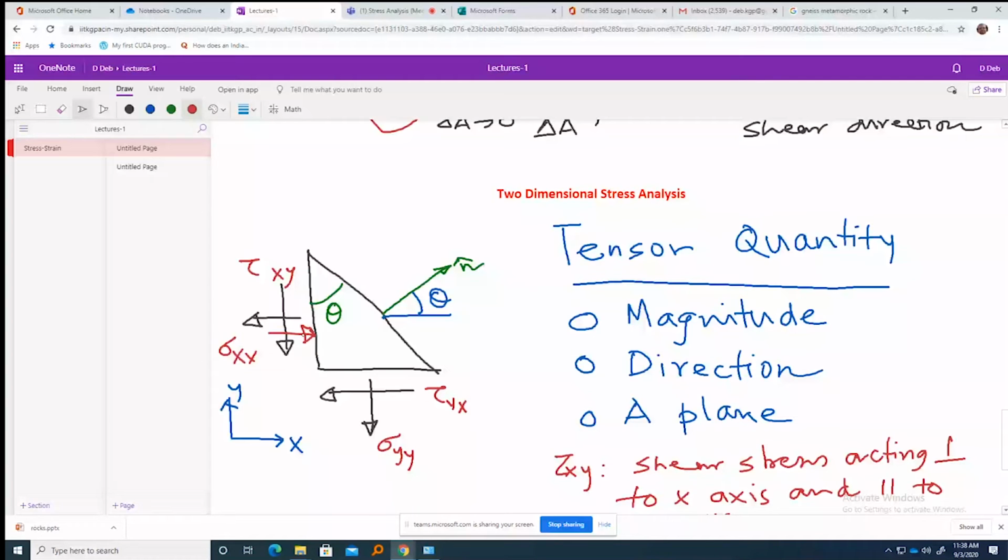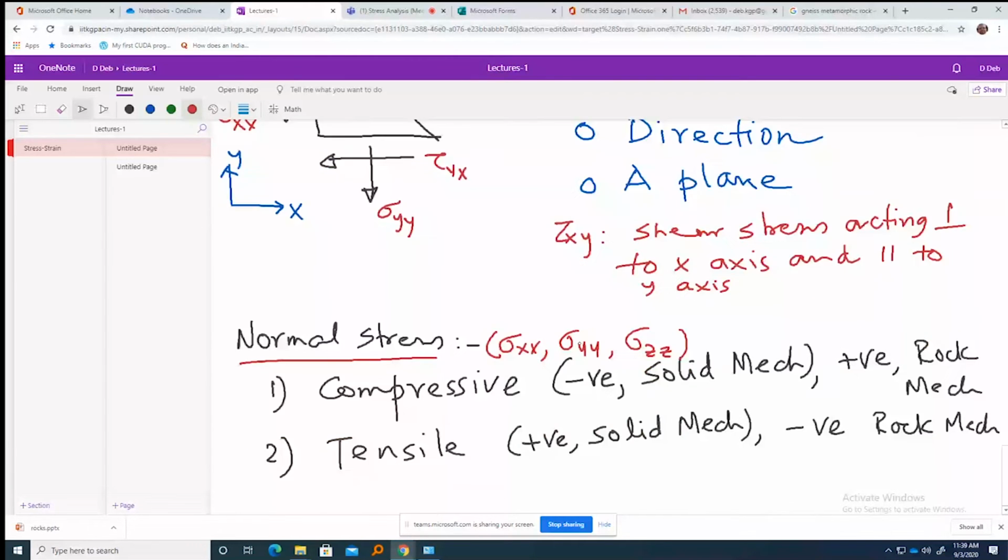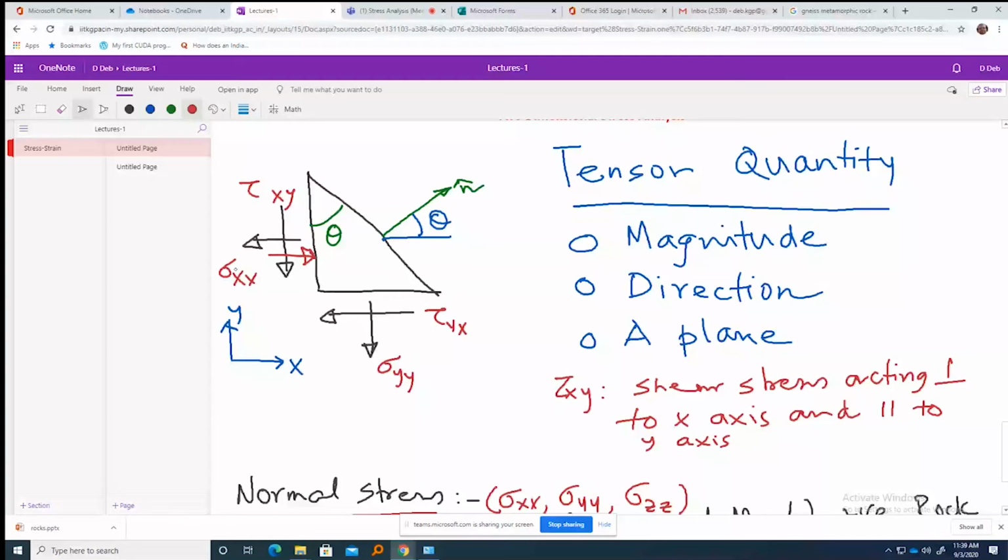Now comes the shear. I have written somewhere the normal stress: sigma xx, sigma yy, or sigma zz. Sigma xx is along the x-axis. Sigma yy is along the y-axis. So in our case, it will be like this compression. This is sigma yy, and this one will be sigma xx. So this is perpendicular to that plane. Here the planes are already given: x and y with 90 degrees between them. So these are the axes we will have.